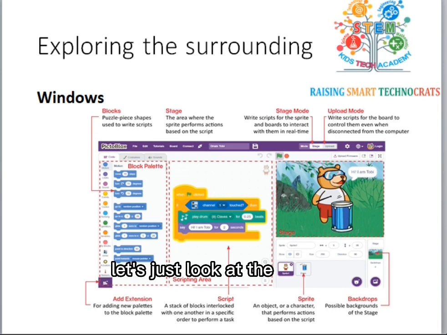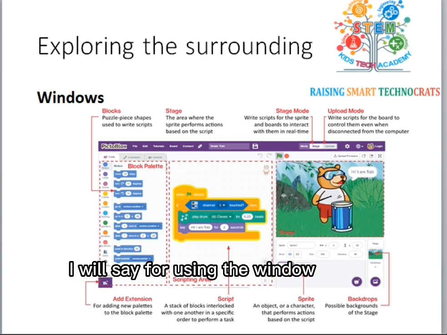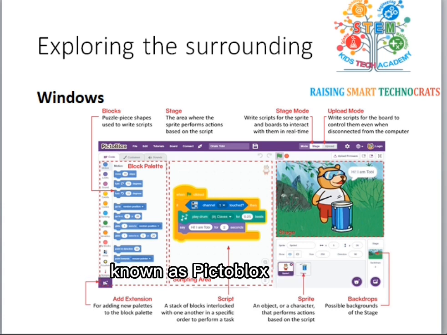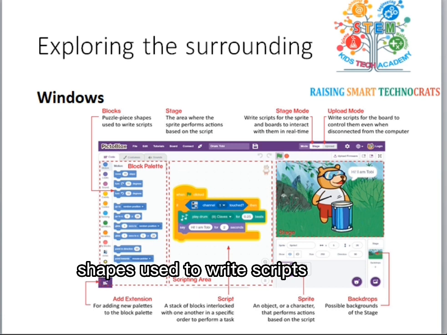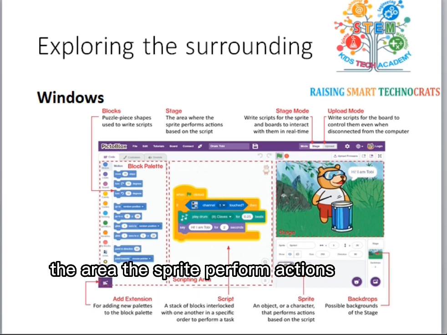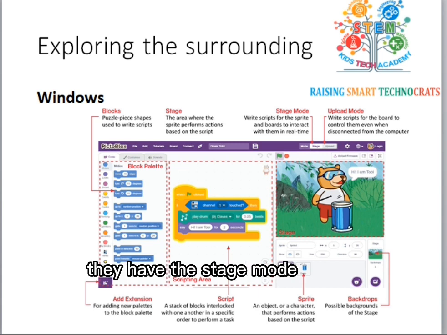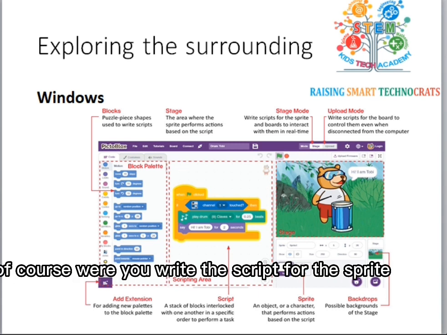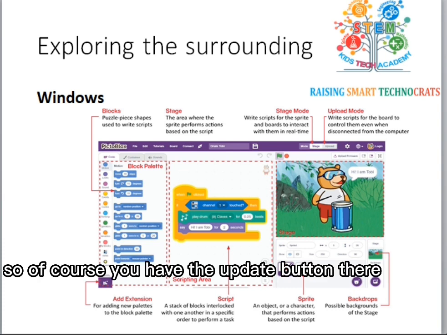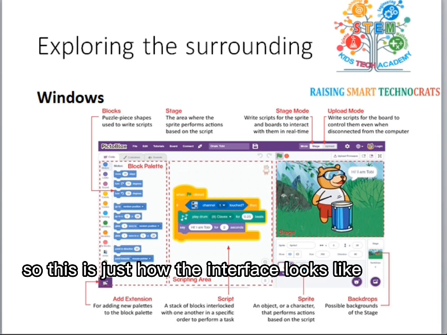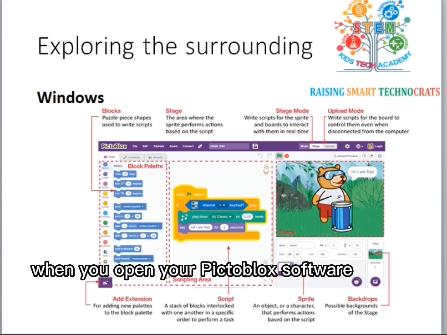Let's just look at a brief overview of the platform. This is what you see if you are using Windows when you open the software known as Pictoblox. You see different scripting areas. On the left hand side, you see the blocks, which are like puzzle pieces, shapes used to write script. Then at the midpoint, you see the stage, the area where the sprite performs actions based on the script. You have the stage mode, of course, where you write the script for the sprites and boards to interact with them in real time. So, of course, you have the upload button there. So this is how the interface looks when you open your Pictoblox software.